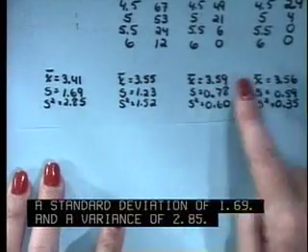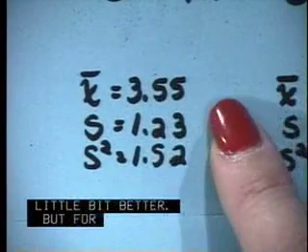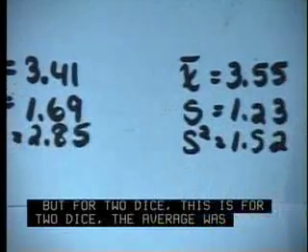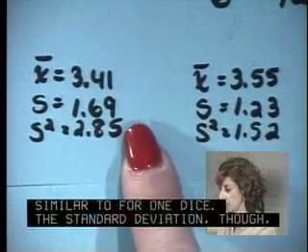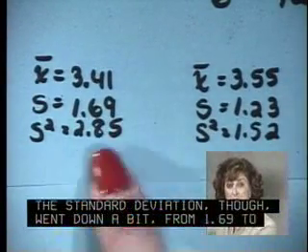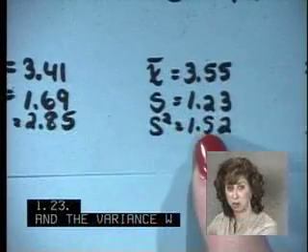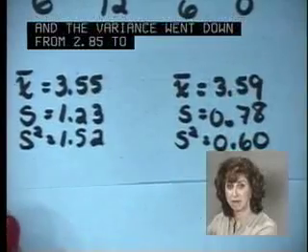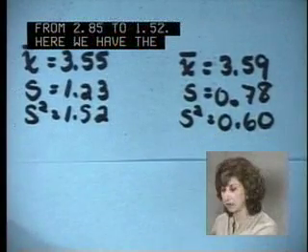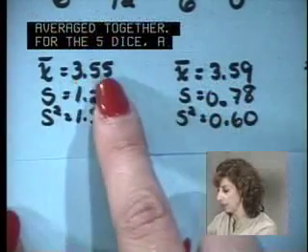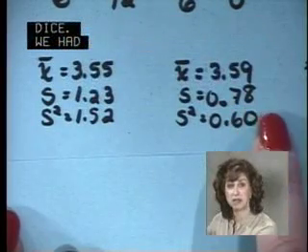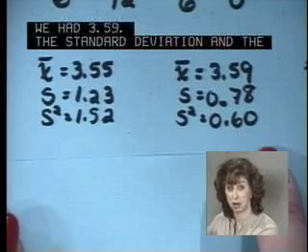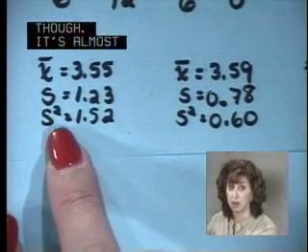I'll just zoom in for the others so that you can see them a little bit better. For 2 dice, the average was 3.55. Similar to 1 die, the standard deviation, though, went down a bit from 1.69 to 1.23, and the variance went down from 2.85 to 1.52. Here we have the 5 dice averaged together. For the 5 dice, again, the average was about the same as for the 1 die and the 2 dice. We had 3.59. The standard deviation and the variance went down significantly, though. It's almost half of what we have here.